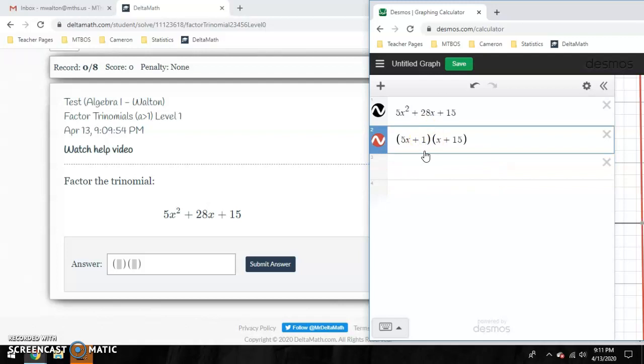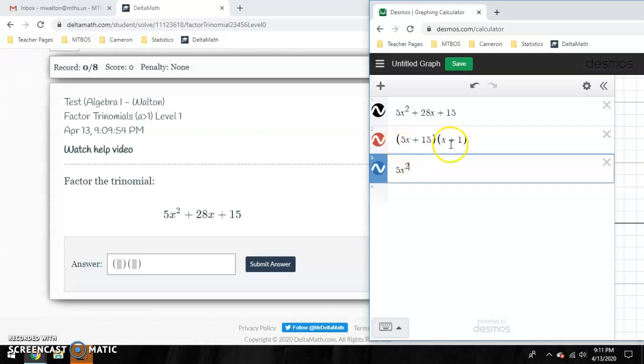Now we could do it the other way, 15 and 1. 15 times 1 is 15. Let's multiply this one out. I have 5x squared, since 5x times x is 5x squared. 5x times 1 is 5x. 15 times x is 15x. And finally 15 times 1 is 15. We have our 5x squared, that matches up. I have my 5x and my 15x. Oh boy, 5x and 15x does not add up to 28x. All right, let's try something else.